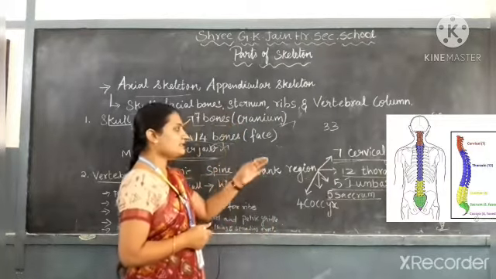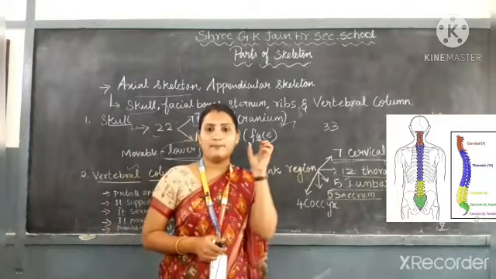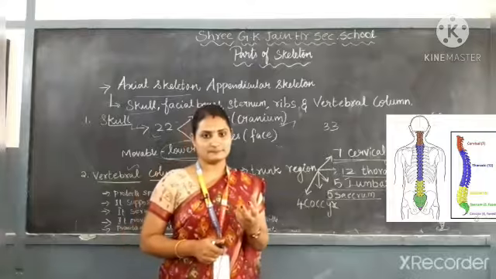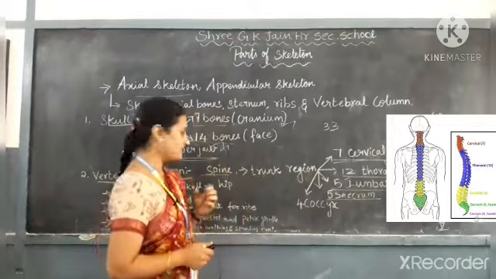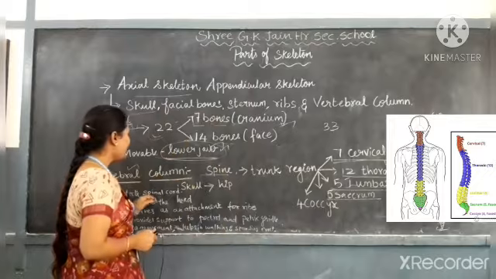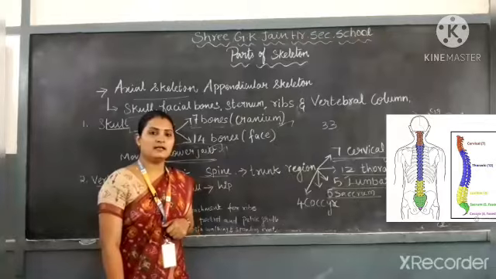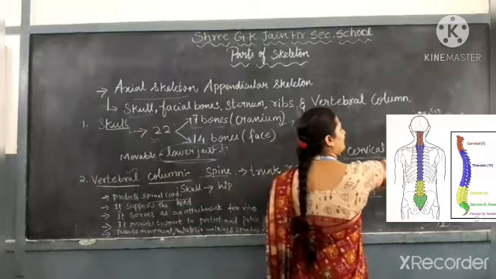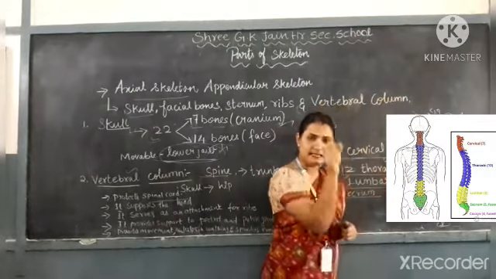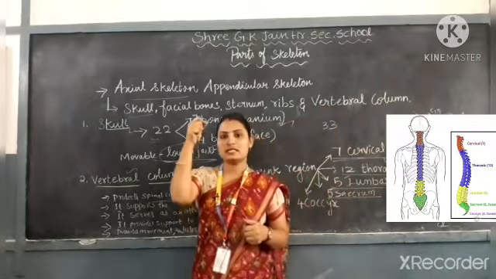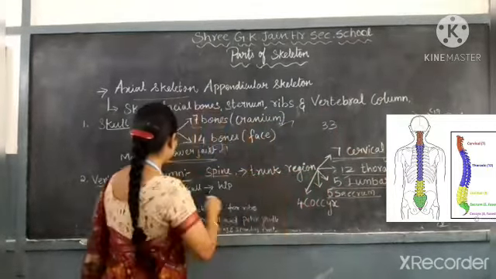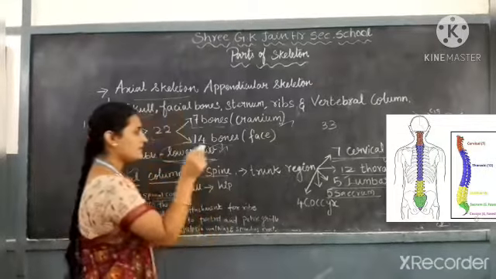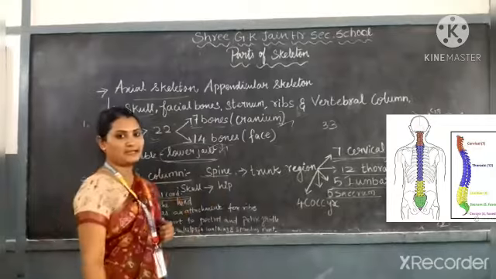Here the vertebral column has a very important role in our body. It offers many benefits to our human body system. The first one is that it protects the spinal cord. Because of the connection of the vertebrae, a hollow space is formed inside the vertebral column, and the spinal cord passes through that hollow space. This is how the vertebral column protects the spinal cord.